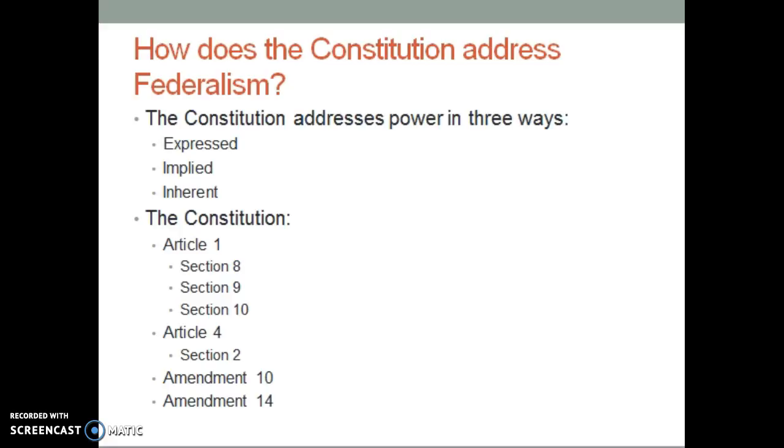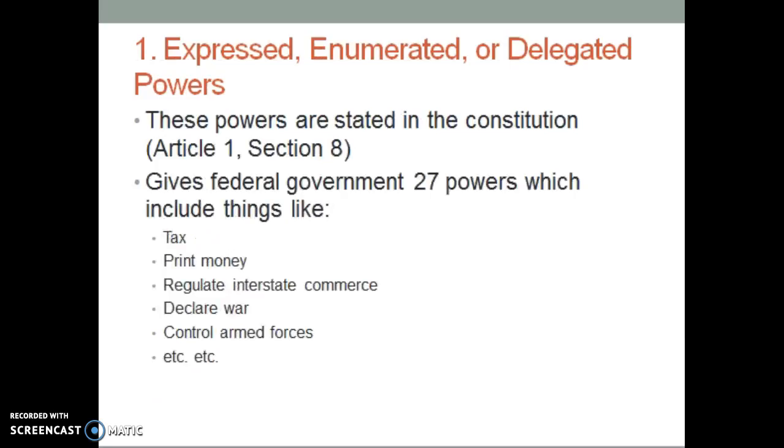And then the 14th Amendment was very significant in a shift from a much more state-centered government to a stronger, more nationalist government, if you will, giving the federal government a lot more power.